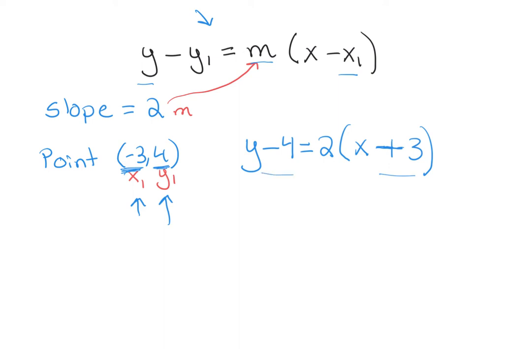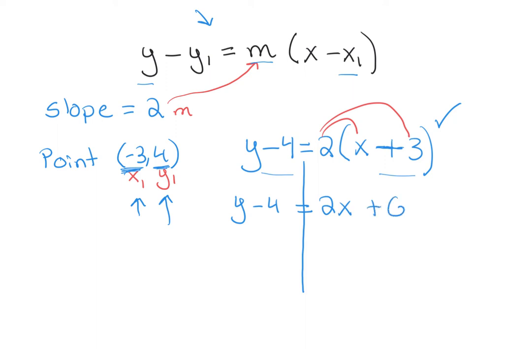So now that I have it in point slope form, can I change it to slope intercept form? So y minus 4 equals, on the right, I need to distribute this 2. So 2 times x and 2 times 3. And then I need to get y by itself, so I'm going to add 4 here and here. So now I have started in point slope form, but I'm ending in slope intercept form. So y equals 2x plus 10.